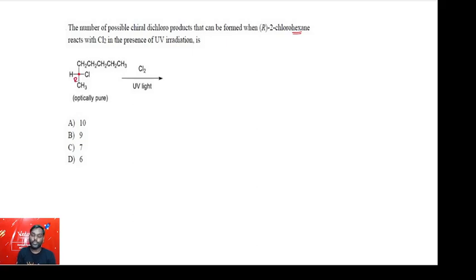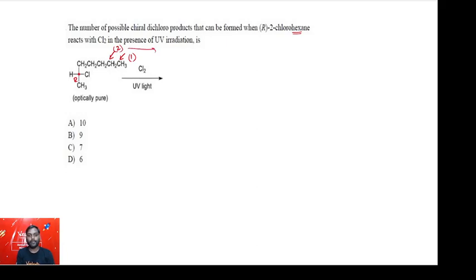So possible positions of Cl. So Cl can be present here. When the Cl comes here, then this new carbon is not chiral, right? So this will only produce one isomer, and that is optically active. When the Cl comes here, then this carbon formed would be chiral, so it will form two isomers.